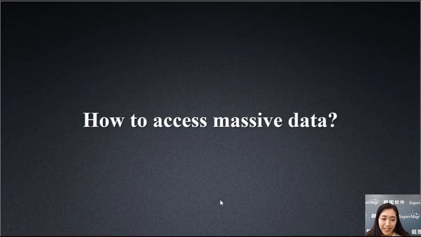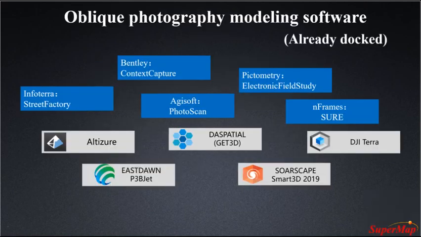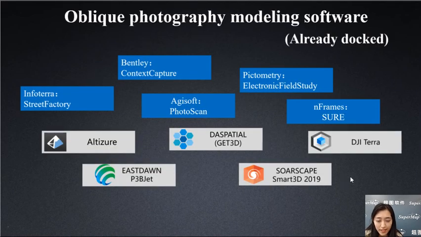So how do we access this photography data? Let's take a look at the second part of today's class, the docking scheme. This is a list of already docked partners of oblique photography modeling software. Each modeling software has its own data format. So how do we connect this data format and integrate it into a GIS platform? Let's take a look.